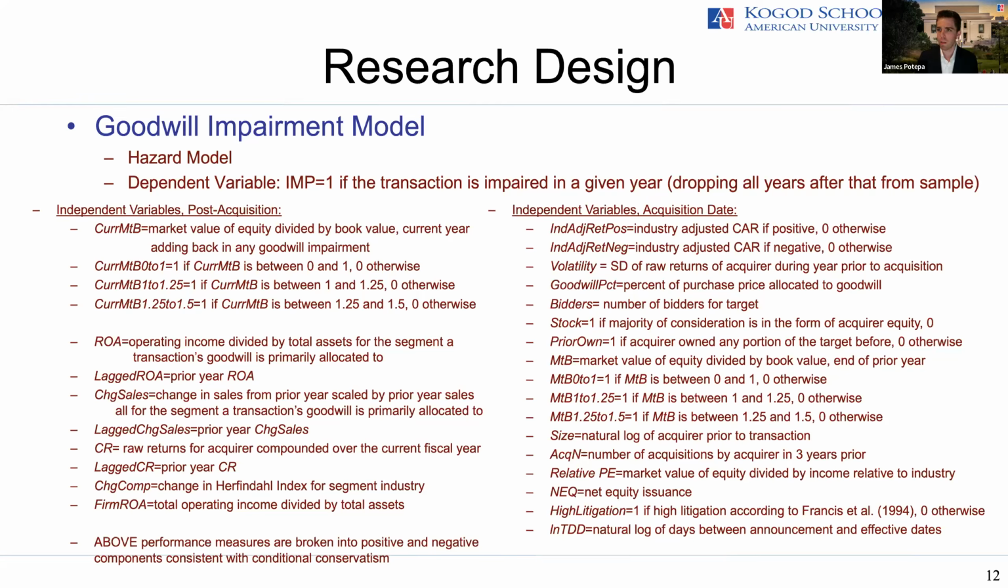Number of bidders, whether stock is the majority form of consideration. We look at market to book at the time of the acquisition, size, number of acquisitions the acquirer has made, relative price earnings, net equity issuance, whether it's a high litigation industry, and finally, a measure of due diligence.